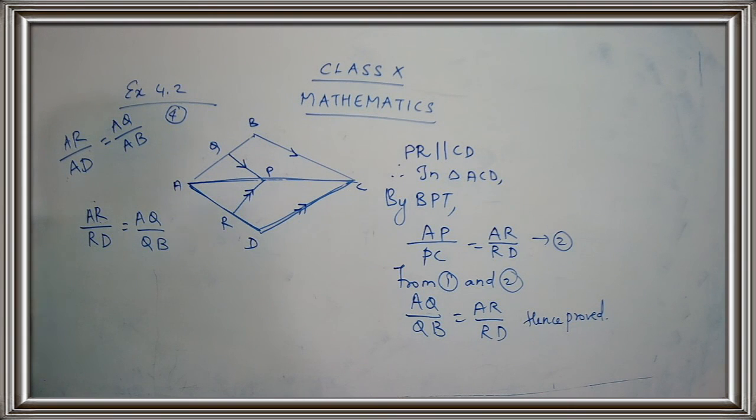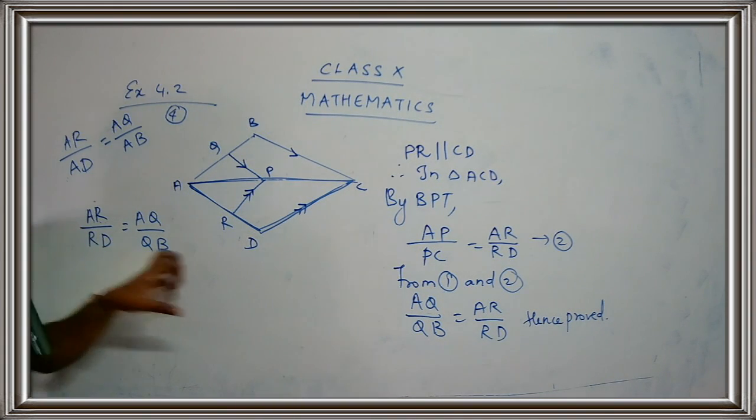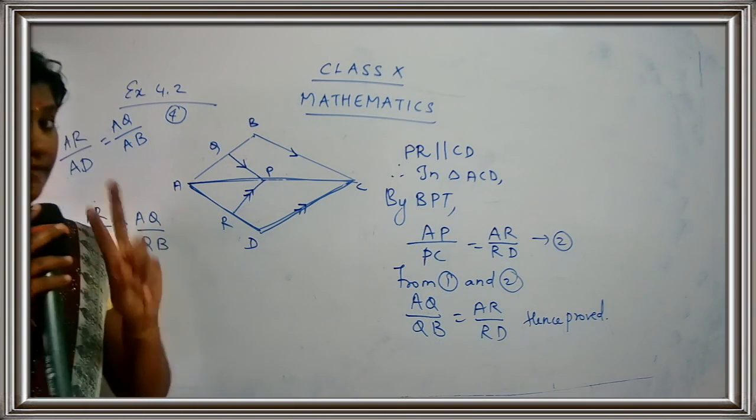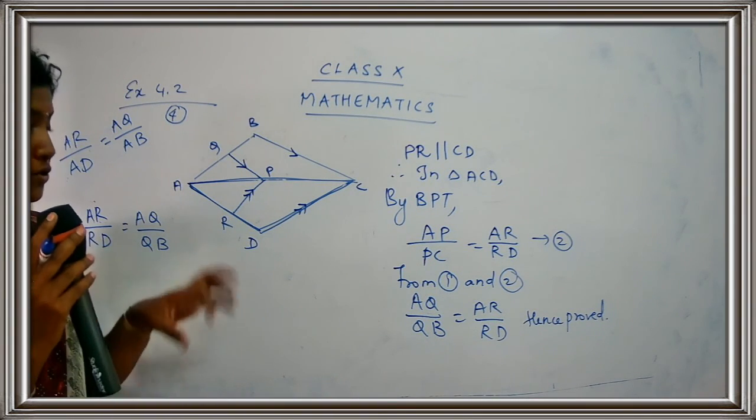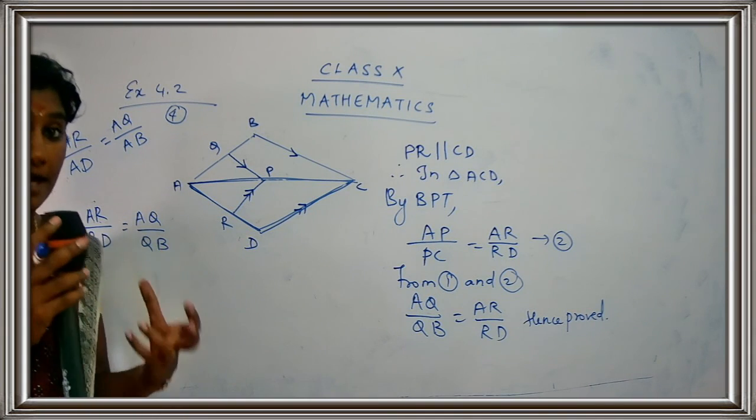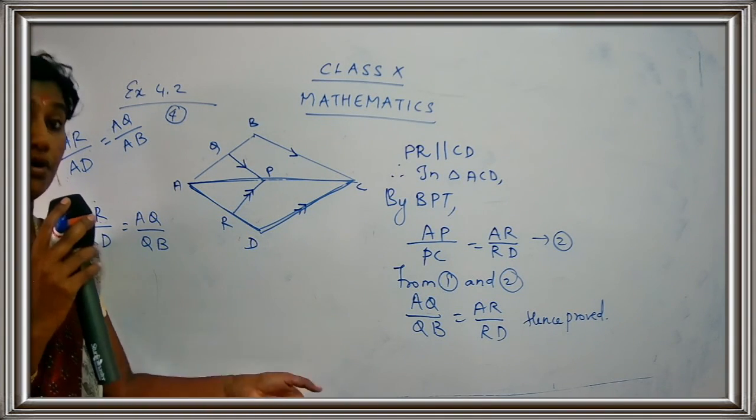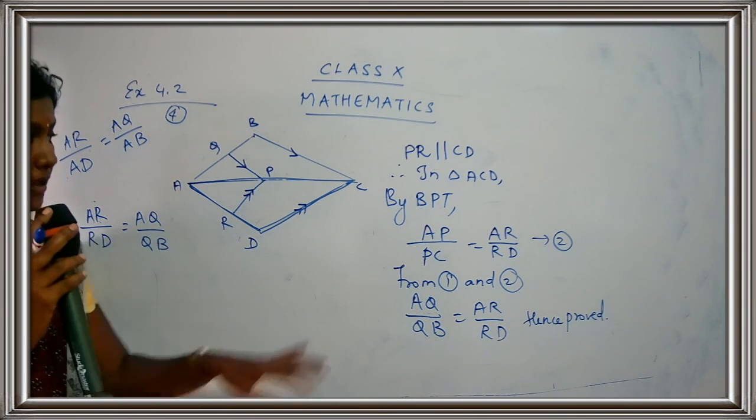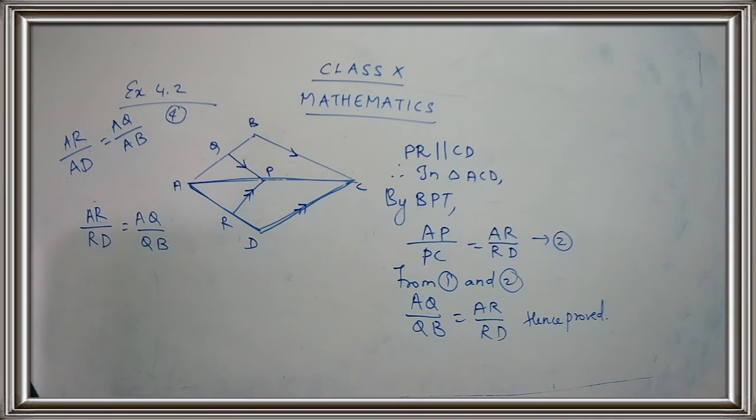You may have a question why we are not doing a step like this. So you have to check which step we are going to apply, that is, whether you are going to take the ratio as it is or whether you have to take the ratio in the reciprocal manner. See, we have two ways of doing the sum. So we have to check whether we are going to get the answer with the same ratio or with a reciprocal. So let me check with the same ratio. What is the ratio I have got here? It's AQ upon QB is equal to AR upon RD. This is what we have proved.